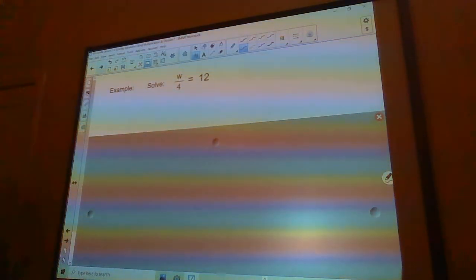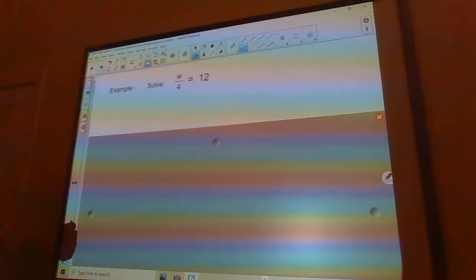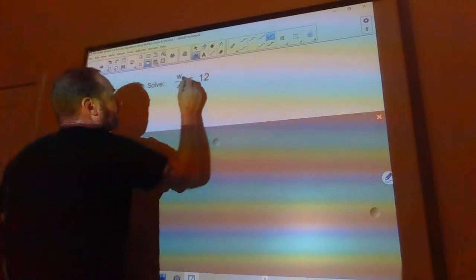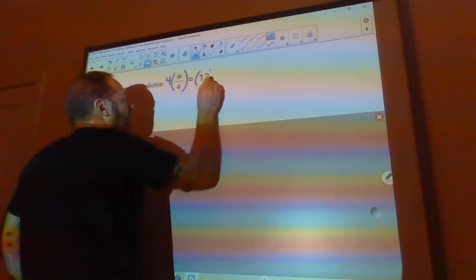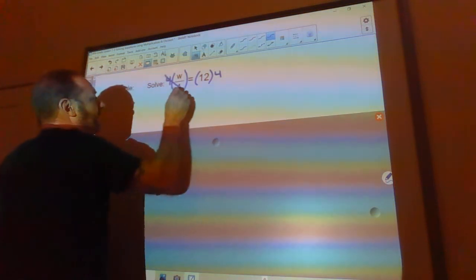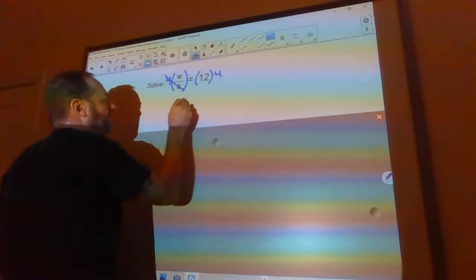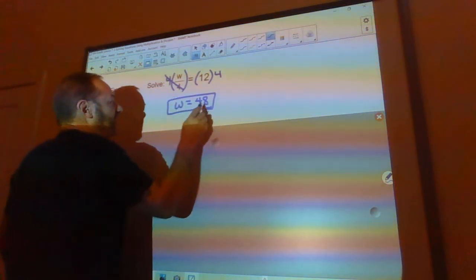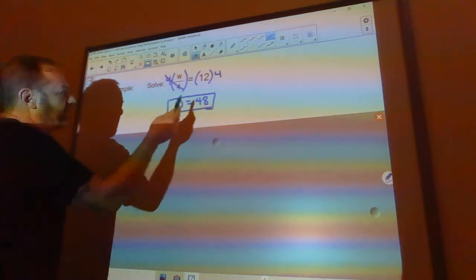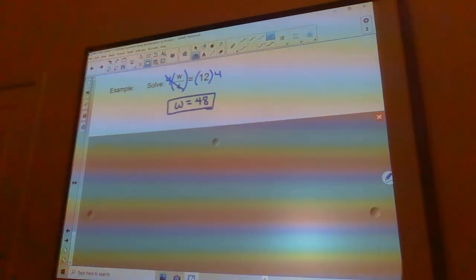So solve w over 4 equals 12. On this one, since we're dividing by 4, we're going to multiply both sides of this equation by 4. So that makes this go away. I get w equals 48. And if I wanted to check that, I could take 48, divide it by 4, and I get 12. Very simple.